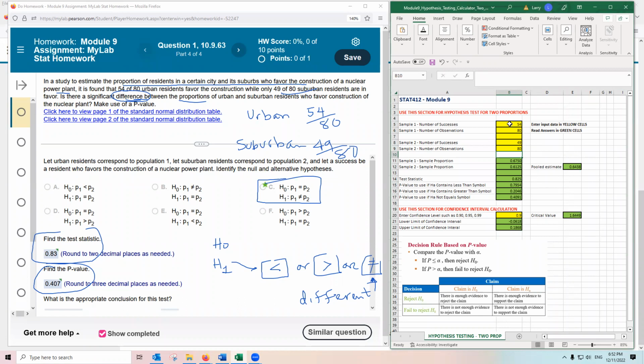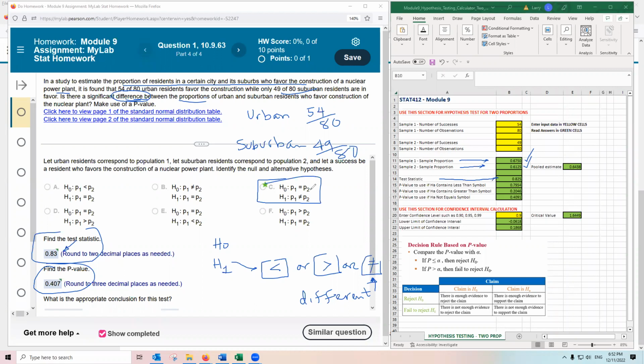Okay, well, here is the test statistic. By the way, here is the proportion for sample 1. So 67.5% in urban said they're in favor. And here's sample proportion 2. 61.25% of people in a suburban location are in favor. All right, well, here's the test statistic, 0.825. MyLab wants us to round to 2 places, so I'm going to enter 0.83 for my answer.